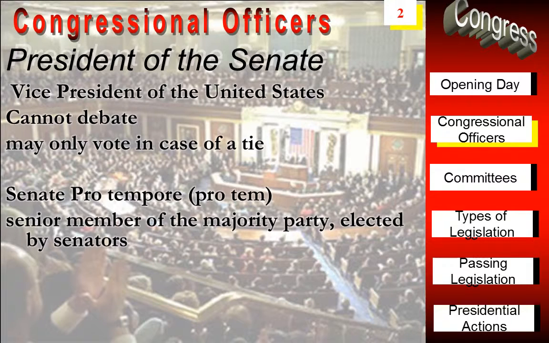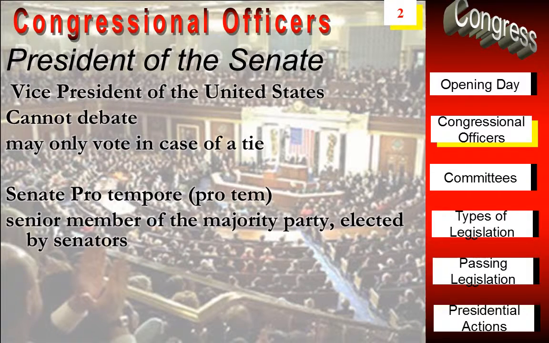Then we also have the Senate pro tempore, someone else, a senior member of the majority party elected by the senators, and this is actually the fourth person in line for presidency. President, Vice President, Speaker of the House, Senate pro tempore, and then it goes to the cabinet members, so that's why that particular position is significant.